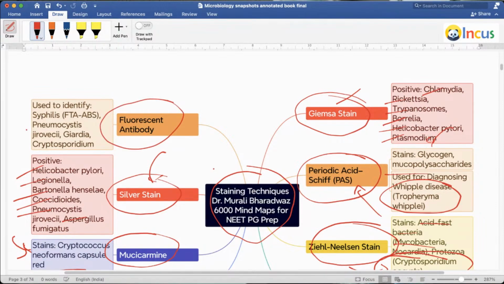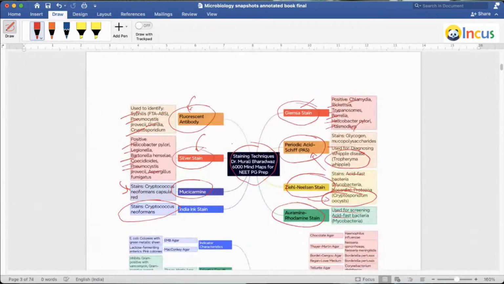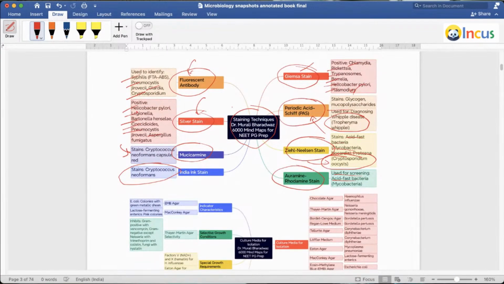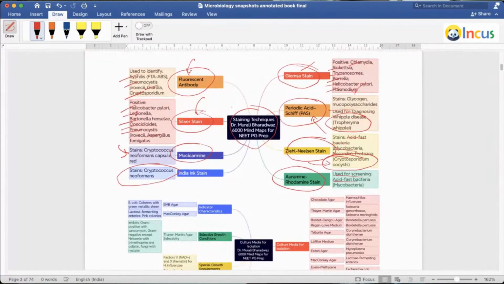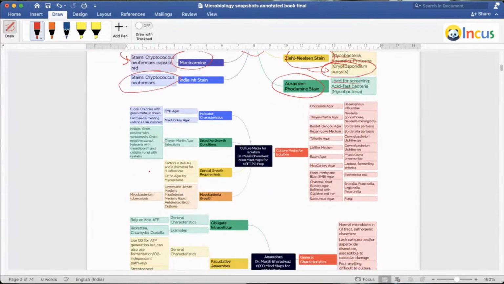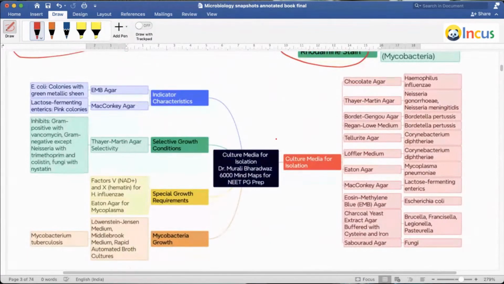Now, fluorescent antibody: syphilis, Pneumocystis, Giardia, Cryptosporidium, they're all fluorescent antibody positive, is what you need to remember. Khatam, one single mind map will make you remember, doctor. Today only download and buy the microbiology snapshots, 150 mind maps.